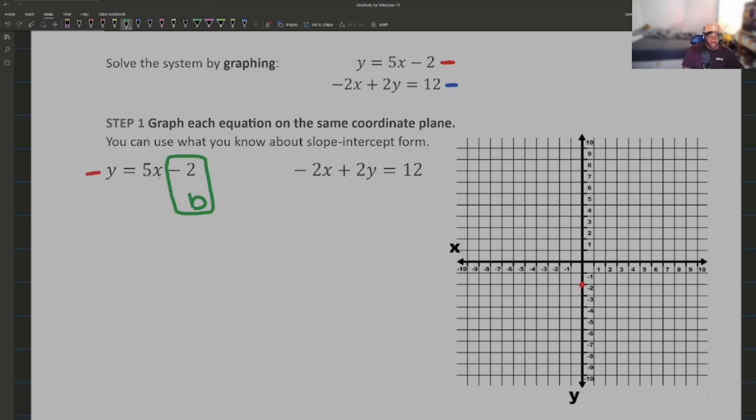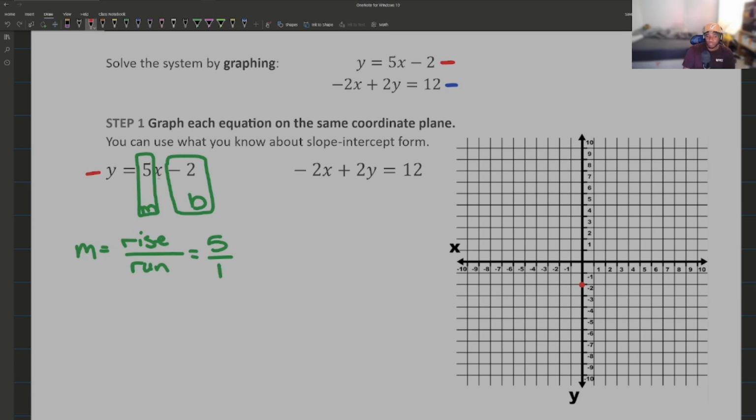And then we can go here to our m, which is in front of x. Remember, slope-intercept form says y equals mx plus b; m is your slope, b is your y-intercept. We also call the y-intercept our initial value, so that's how we knew to put that point at negative 2. And our slope is a pattern of rise over run. That's going to tell us how we get from that initial value we plotted at negative 2 to our next point.